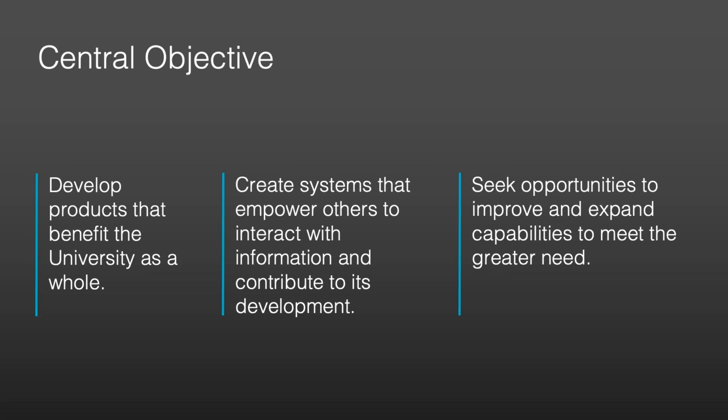But we needed to develop products that benefited the university as a whole, and not just one particular individual, not just to meet one need, but to meet the needs of the university as an entire entity, and create the systems that empower other people to interact with the information, and then be able to contribute to its further enhancement or development, kind of a continuous improvement approach. And then we needed to seek the opportunities to improve and expand and be open-minded that we were going to need to do that. So whatever system we designed to interact with our utilities or any of our other GIS products, we needed to design it in such a way that we would get information back that would help us to continue and improve it.